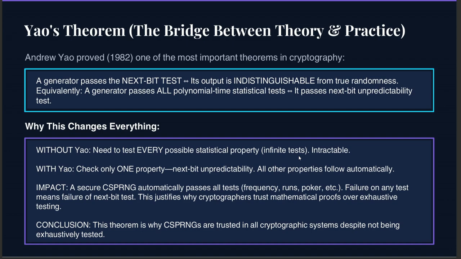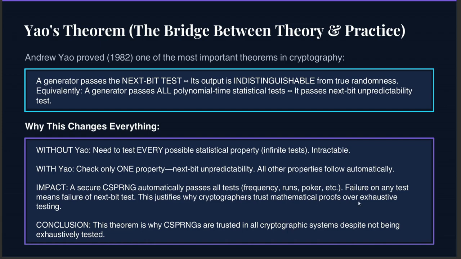They would be impossible because there are infinitely many statistical properties a random sequence may satisfy. But Yao's theorem simplified everything. He proved that if an attacker cannot predict the next bit, the generator automatically passes all polynomial-time statistical tests. This means one property implies all others. That's why next-bit predictability is considered the core security criterion.